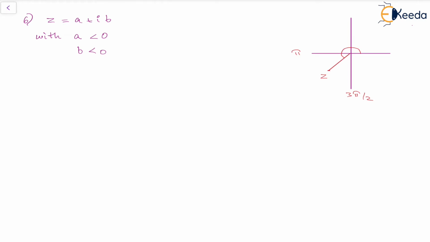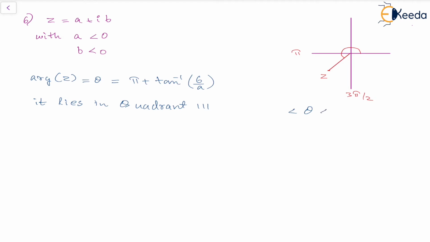So argument z or theta is also given as pi plus tan inverse of b by a in this case, and it lies in quadrant 3. The theta will be in the interval of pi to 3 pi by 2.